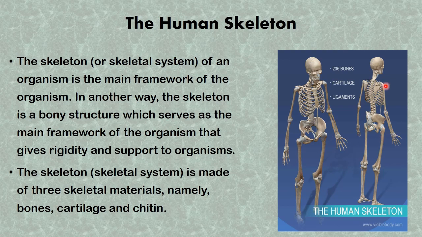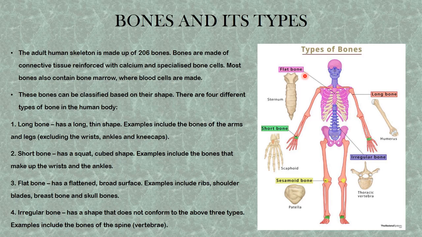So as you have here, we have a picture of the human skeleton, which is made up of bones, cartilage, chitin, ligaments. Now we'll continue with the bones and their types. The adult human skeleton is made up of 206 bones. Bones are made of connective tissue reinforced with calcium and specialized bone cells. Most bones also contain bone marrow where blood cells are made.